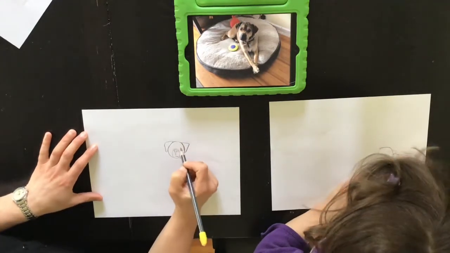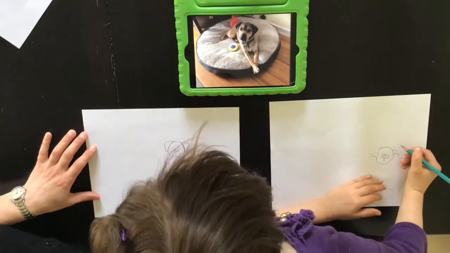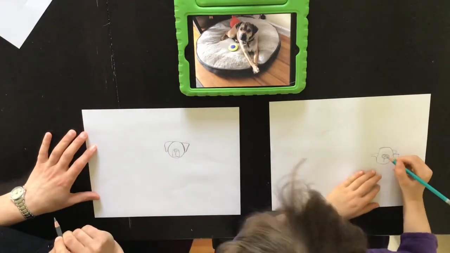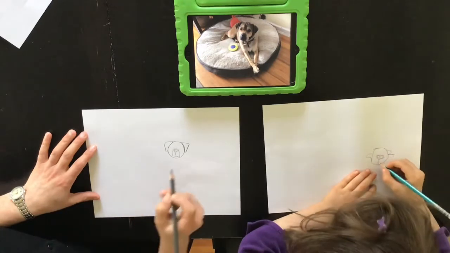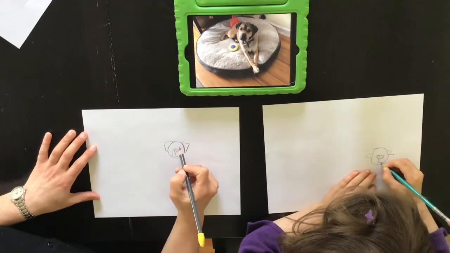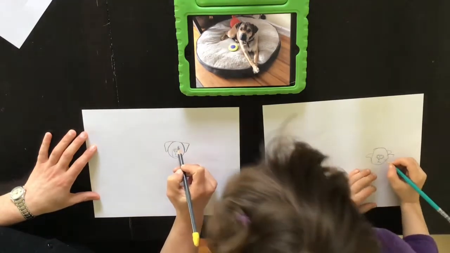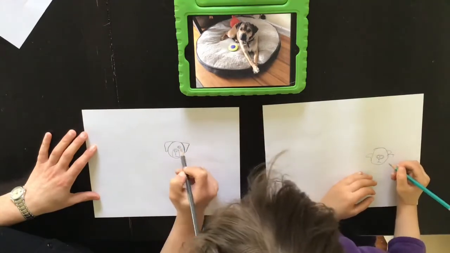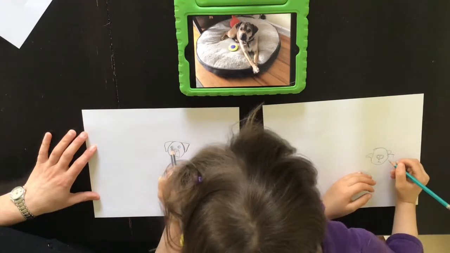Then we're going to draw eyes. What shape are the eyes? Round. Yeah, Ripley has very round eyes. So we're going to draw round eyes.